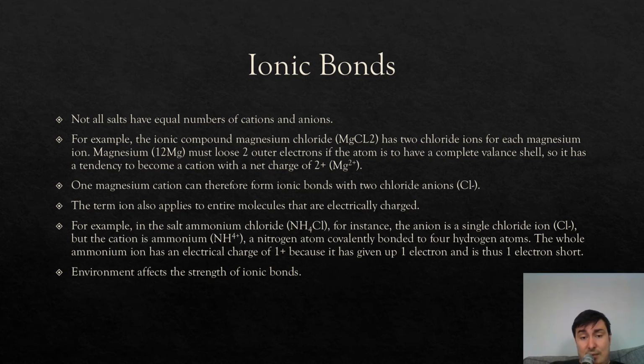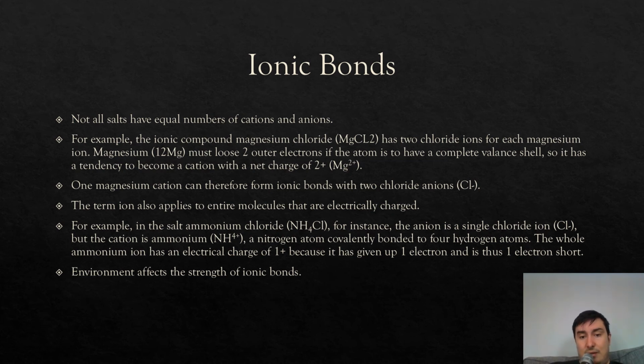The term ion also applies to entire molecules that are electrically charged. For example, in the salt ammonium chloride, the anion is a single chloride ion, but the cation is ammonium, a nitrogen atom covalently bonded to 4 hydrogen atoms. The whole ammonium ion has an electrical charge of 1+ because it has given up 1 electron and is just 1 electron short.